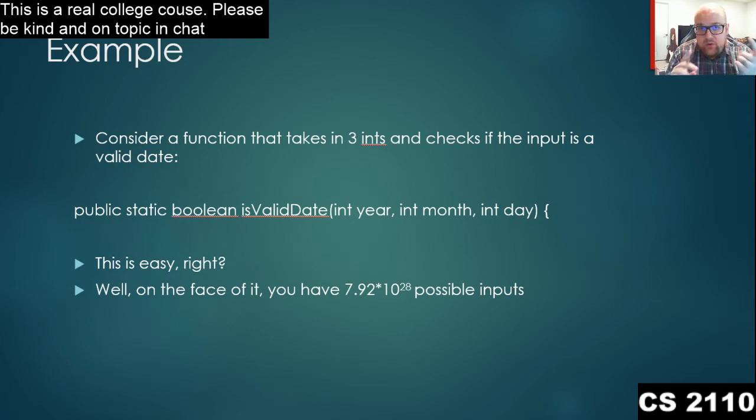I mean, January, March, May, July, August, October, December, they all have 31 days. So you can just do a check for that. Then you have the 30-day months, April, June, September, November. February's kind of an asshole. For February, you're going to have to check, is this a leap year, 1 to 28 or 1 to 29? But if I gave this to you as a problem, you could probably write this, right?